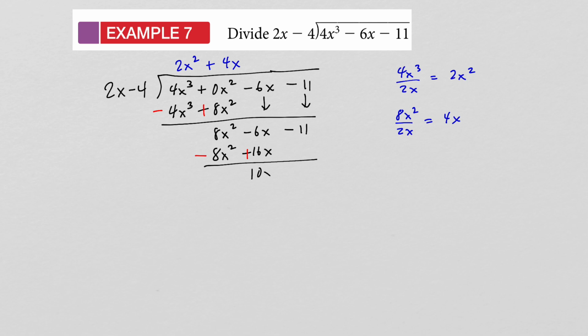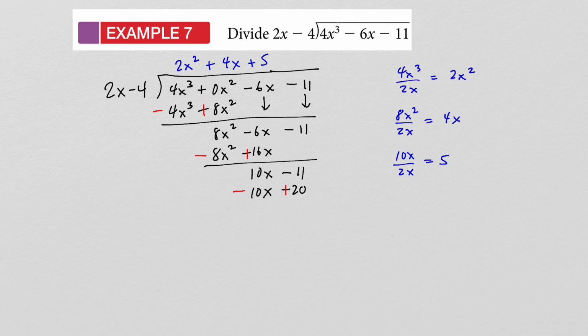Combine here, we get 10x minus 11. We have to do this one more time. So now we're taking 10x and dividing it by 2x, which is positive 5. So 2x goes into 10x positive 5 times. 5 times 2x is 10x. And 5 times negative 4 is negative 20.